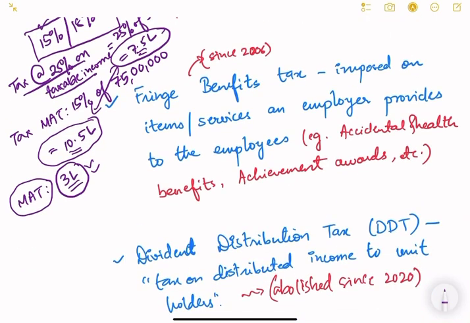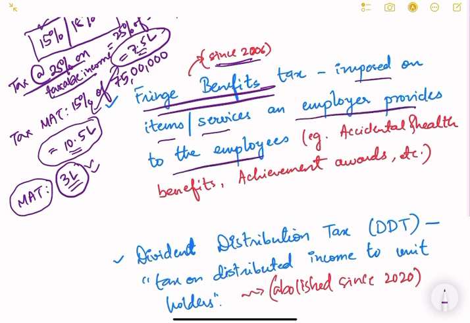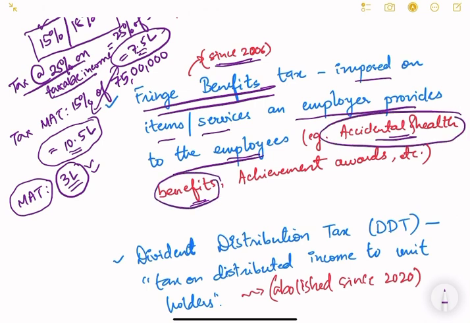Then the second kind of tax is fringe benefits tax. It was started in 2006. Fringe benefits tax is imposed on items and services an employer provides to the employees. Example, accidental and health benefits, which is not part of the salary but it is given to the employees. This is an additional benefit that the company gives to its employees.